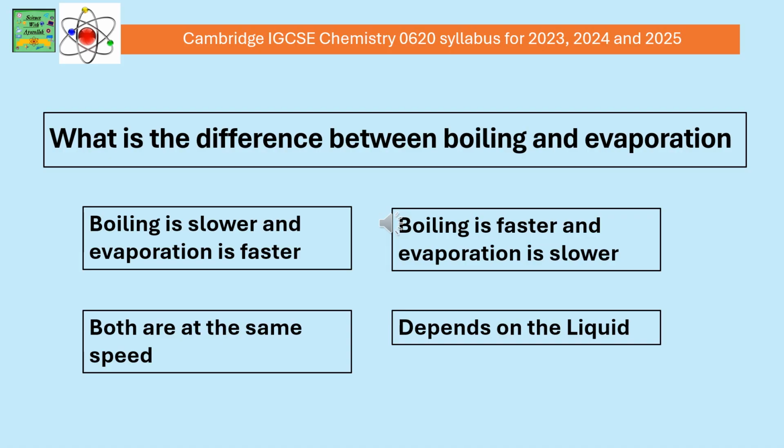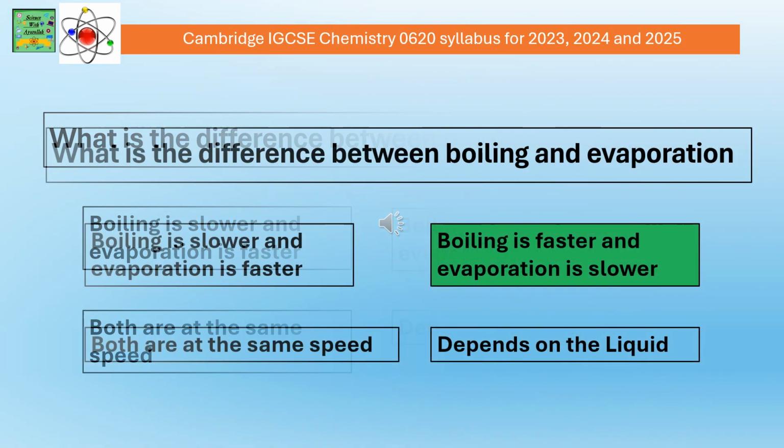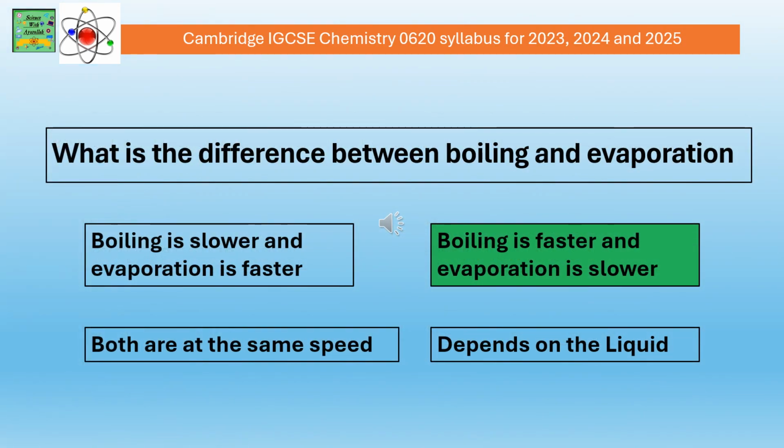What is the difference between boiling and evaporation? Boiling is slower and evaporation is faster, or boiling is faster and evaporation is slower, both are at the same speed, or it depends on the liquid. The difference between boiling and evaporation is that boiling is faster than evaporation.